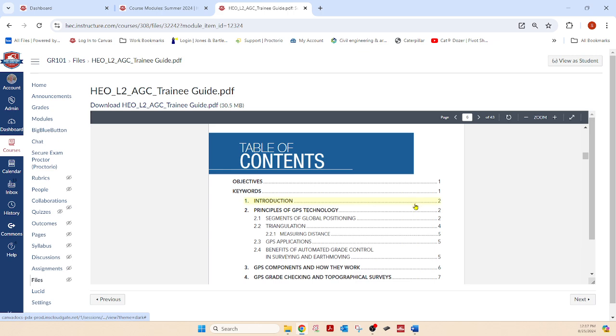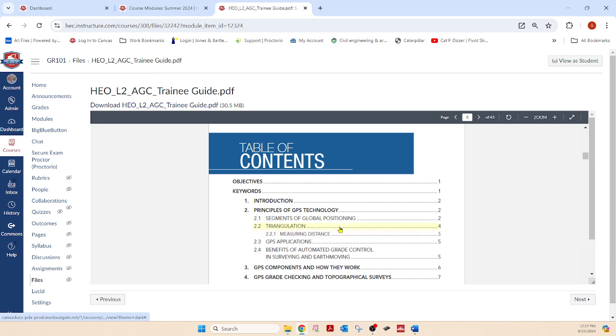And who owns the GPS system? Still on page 2. Page 2 goes on and on about these kinds of things. So what are some of the principles of GPS technology? I keep going down this, but it kind of varies for this.